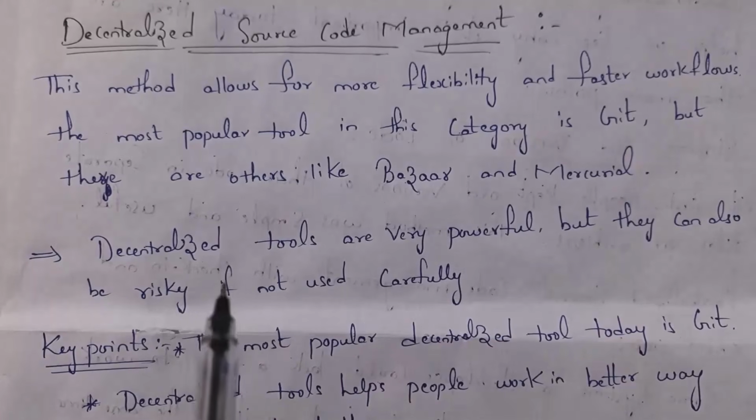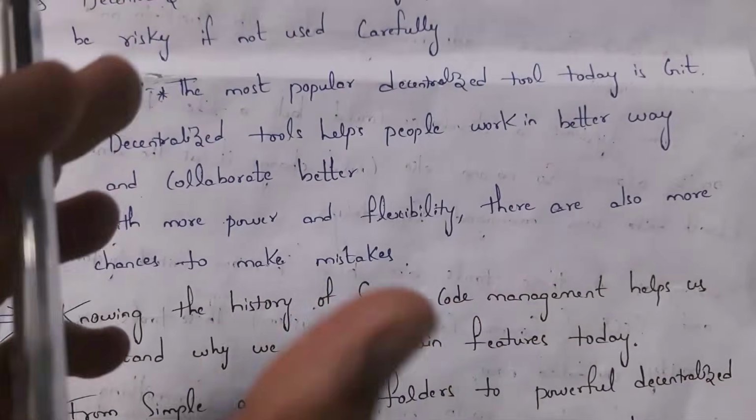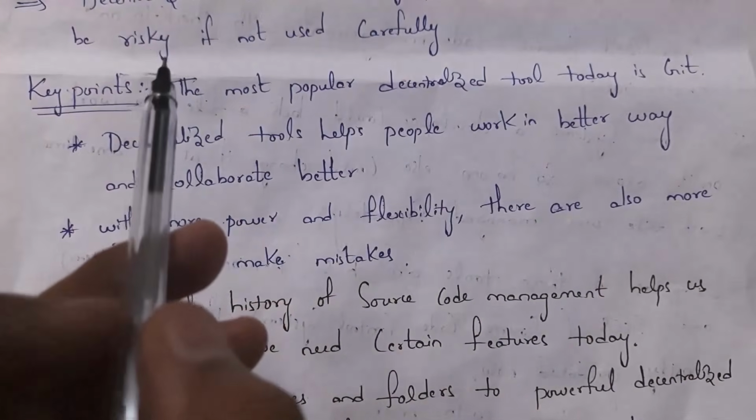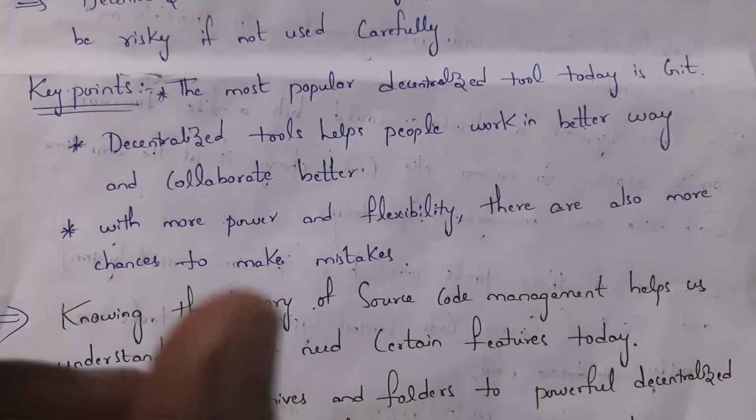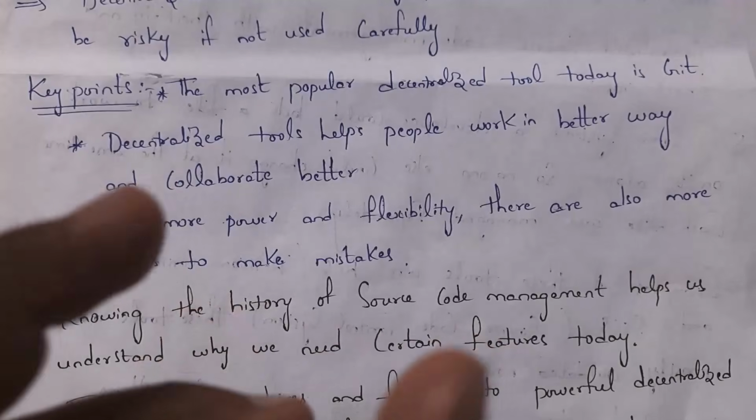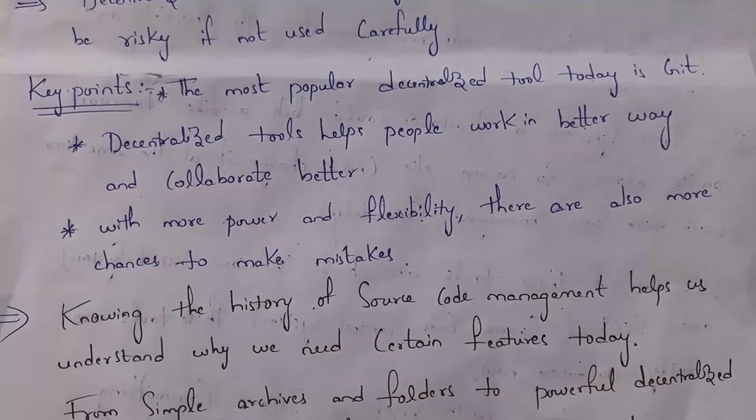Decentralized tools are very powerful, but they can also be risky if you don't use them carefully. These are some of the key points. First, the most popular decentralized tool is Git. Second, by using these decentralized tools, people can work in a better way and collaborate better. Next, these decentralized tools are more powerful and flexible. As they are more powerful, if you don't use them properly, then there is a high chance for mistakes.